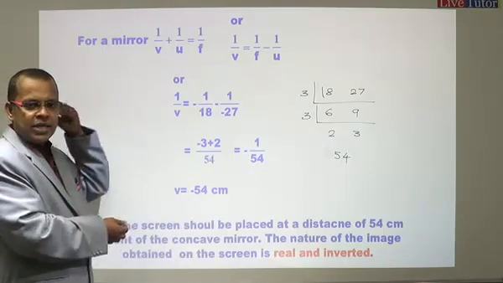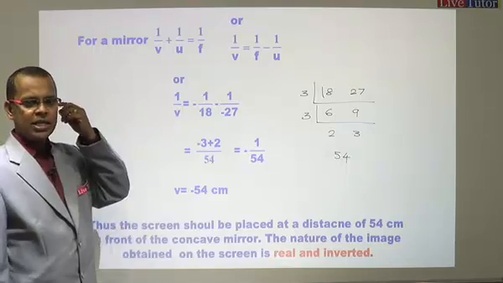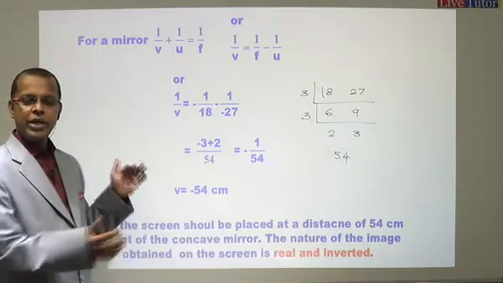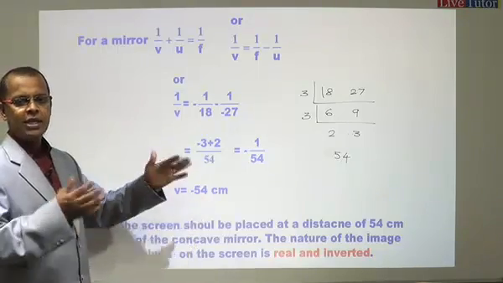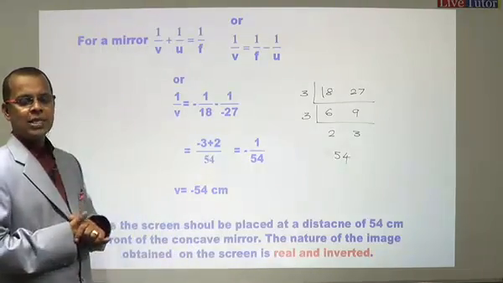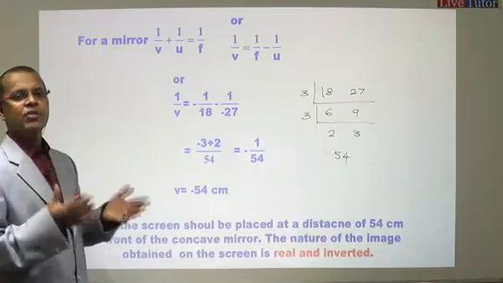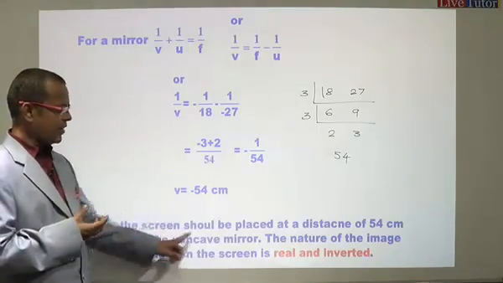There are other things, the nature of the image, we know that. What is that? It is a real image because we are going to get that on the screen. At 54 centimeter, if you place the screen, you will get the image. It is a real one. And since it is a concave mirror, it is inverted. So these 3 points you can write.